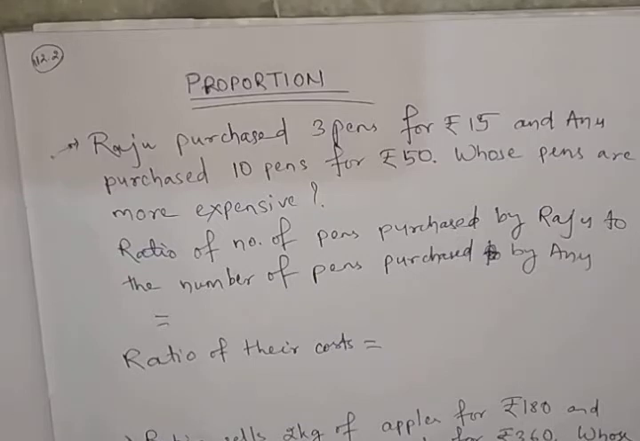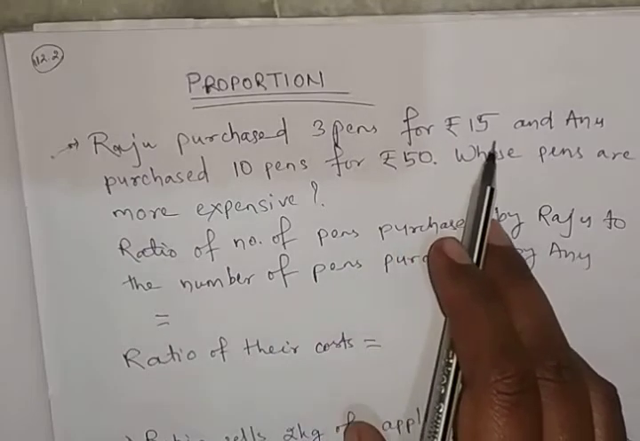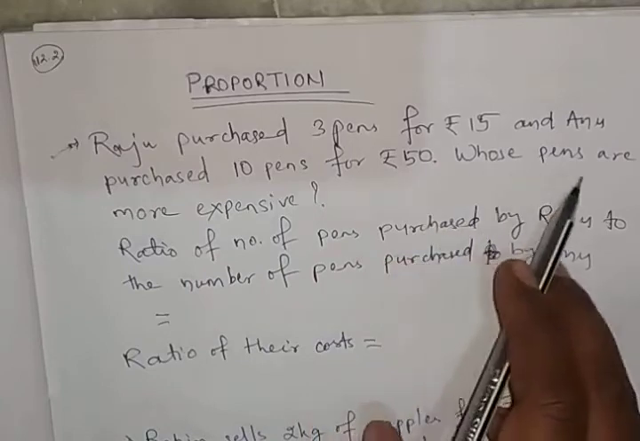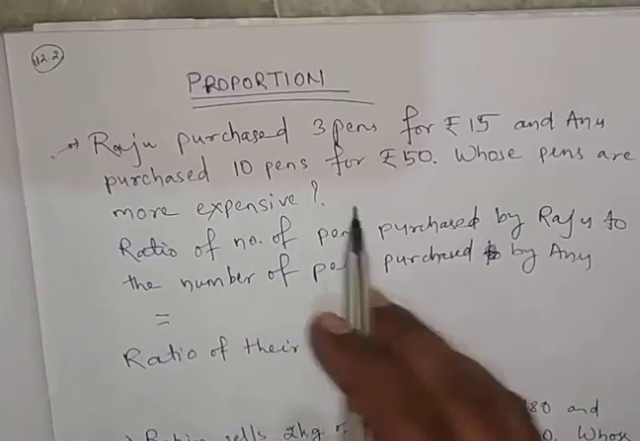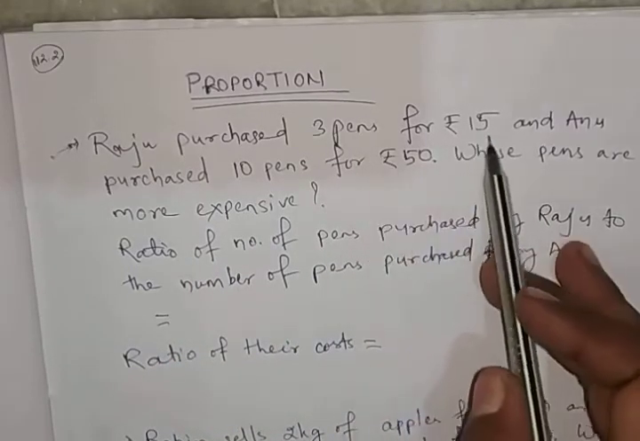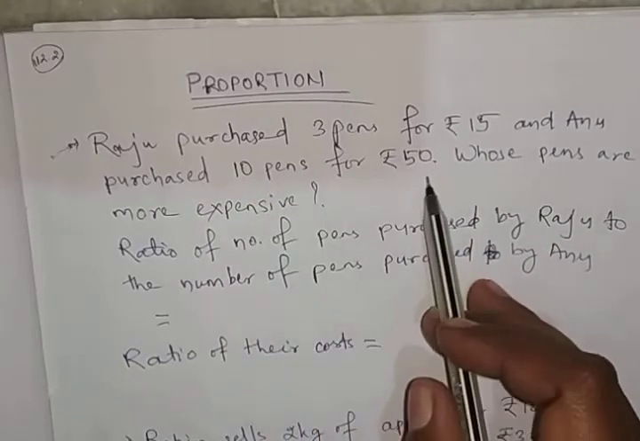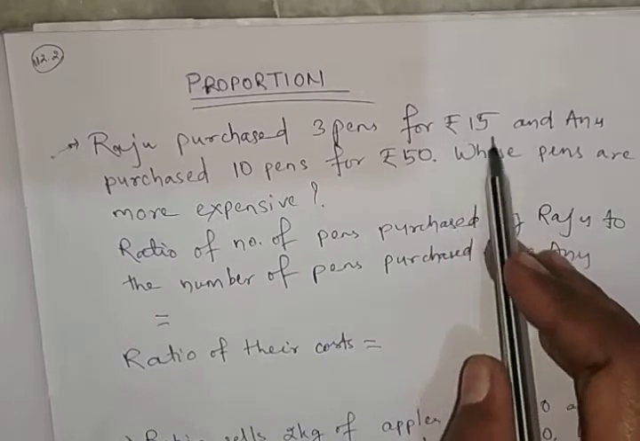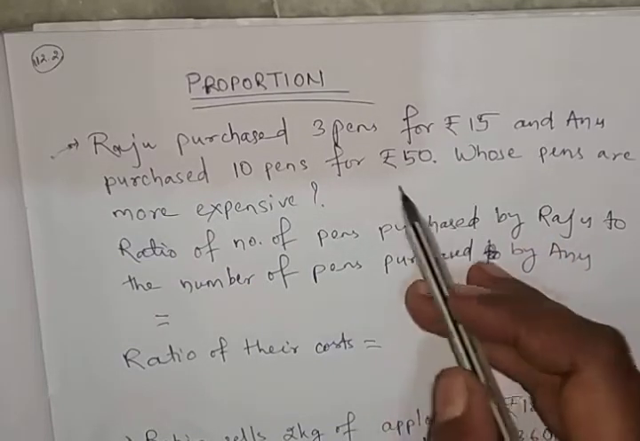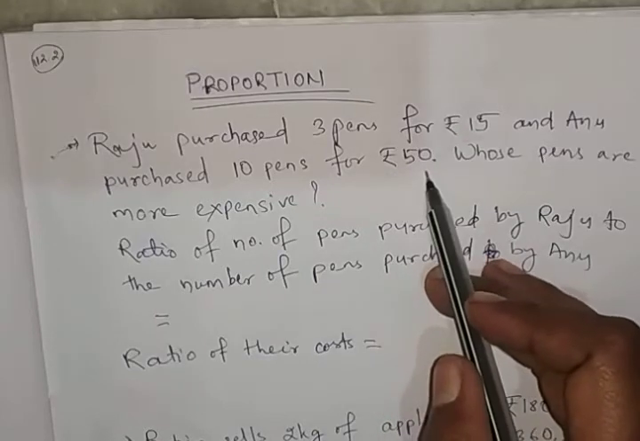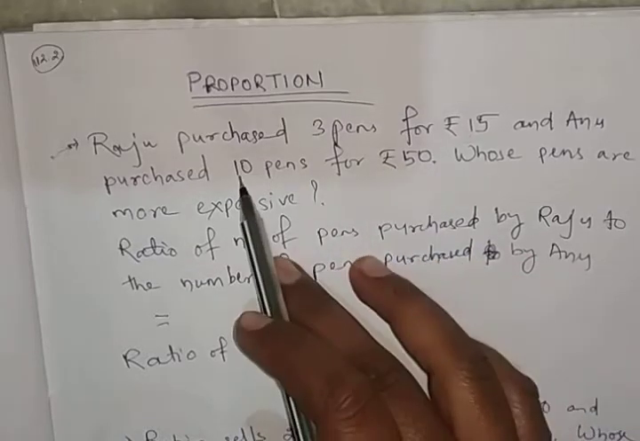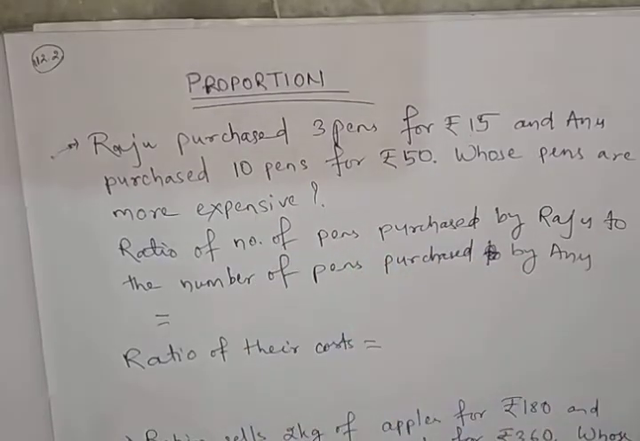So let's see. Raju purchased 3 pens for rupees 15 and Anu purchased 10 pens for rupees 50. Whose pens are more expensive? So look here, 3 pens for rupees 15, 10 pens for rupees 50. By looking at the cost, this is 15 and this is 50. What will we say? This is more expensive, 50. But look here, this 15 is for 3 pens and 50 is for 10 pens. So how will we get it? We'll see by ratio.